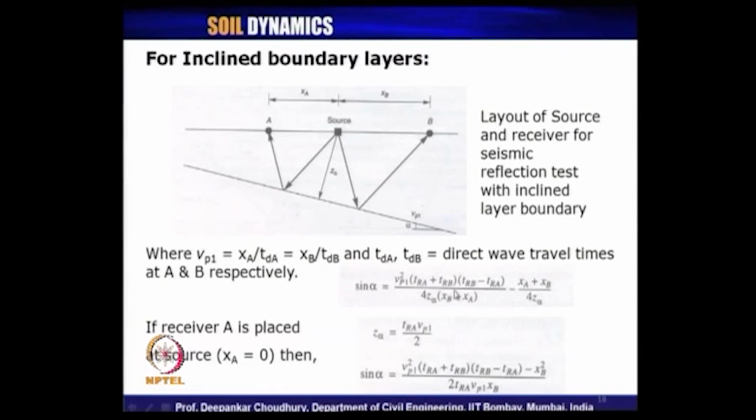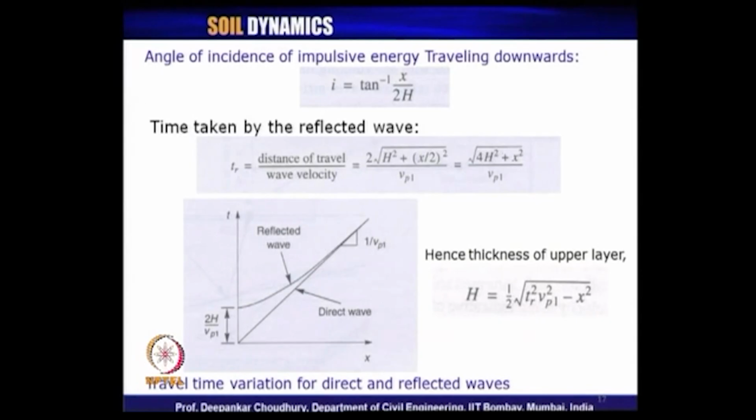Now, suppose we do not have such nice horizontal layers, but we have inclined boundaries or irregular boundaries, then how can we measure the thickness of a particular layer and of course, the Vp1, either of these two. In the previous case, in the travel time variation for direct and reflected wave, we can measure the Vp from the slope of the curve, that is direct wave and reflected wave, when the slopes of the two curves are matching, that is the slope which will give us the value of Vp.